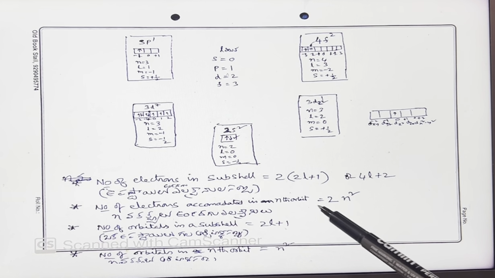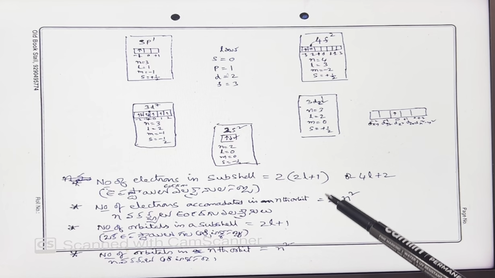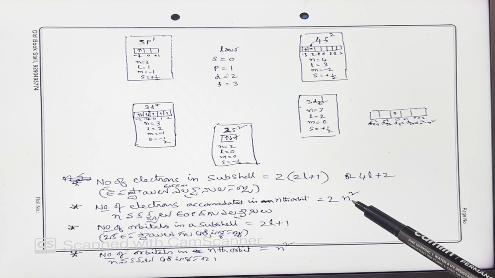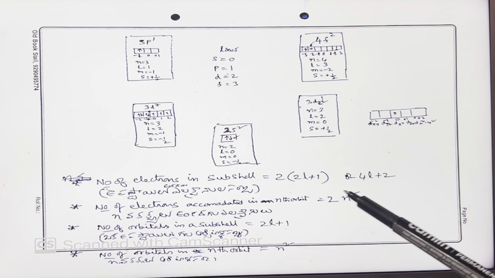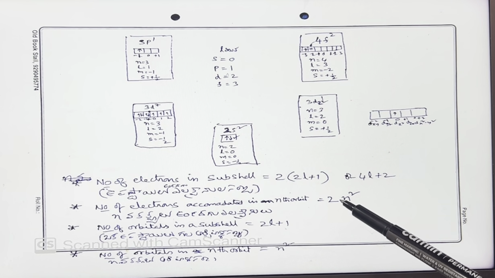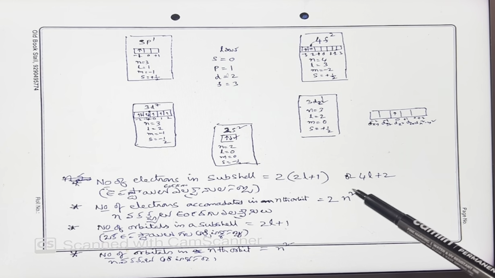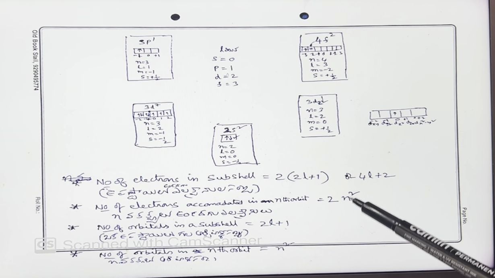So, the number of electrons that can be accommodated in a principal orbit is 2 into n square. N square is the number of orbitals present in the nth orbit. Why have we kept 2? Because each orbital can accommodate 2 electrons. So the number of electrons that can be accommodated in the nth orbit is 2 into n square.